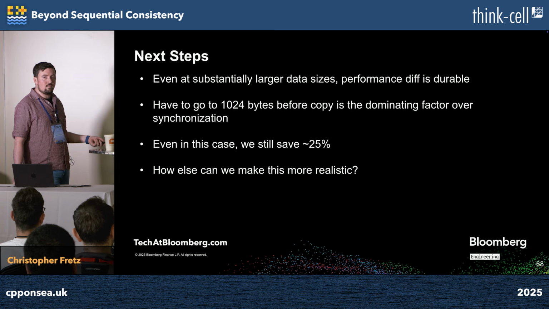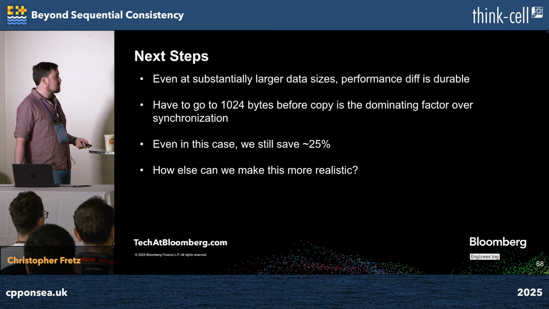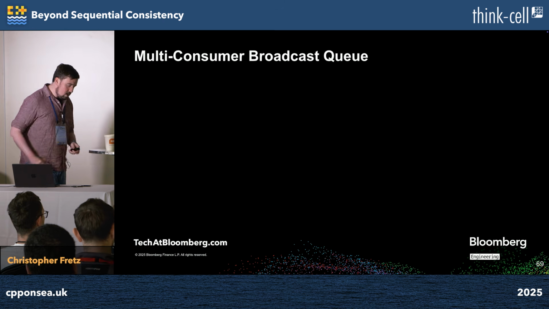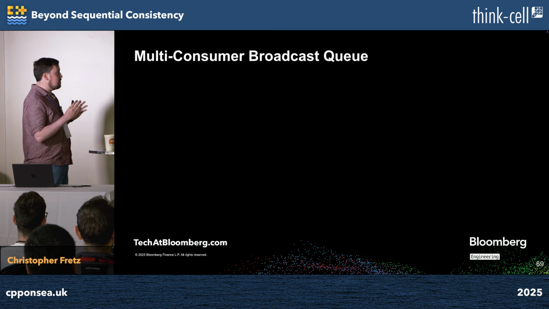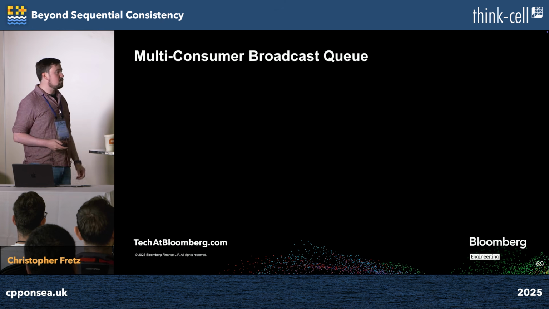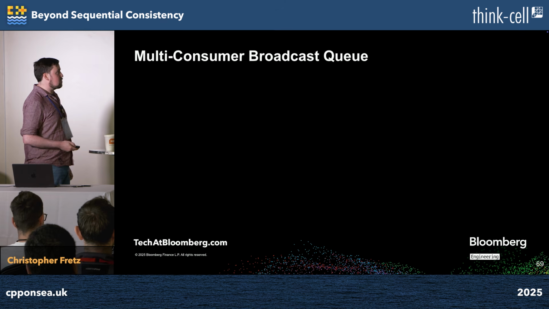How else can we make this queue more realistic? And this is where we get into the MCAST queue that I was mentioning before. So right now we have a single producer, single consumer queue. It's just passing data between two threads. But how can we make this more realistic?